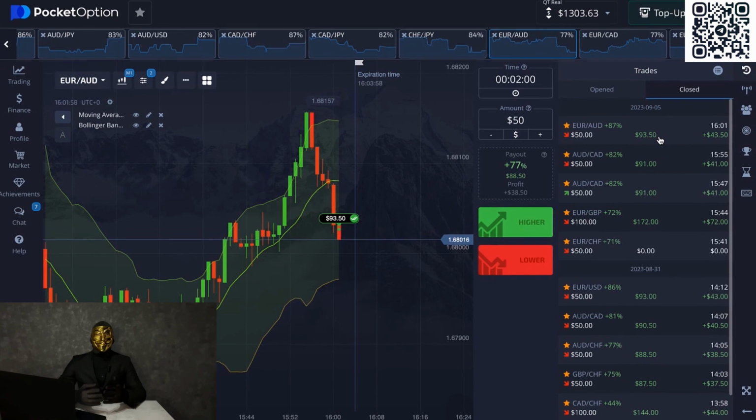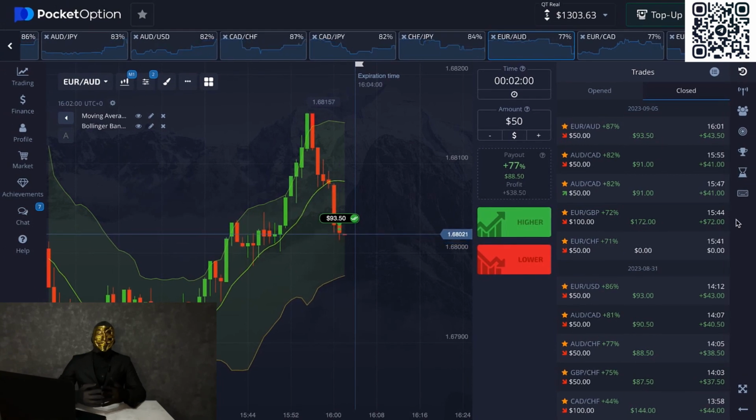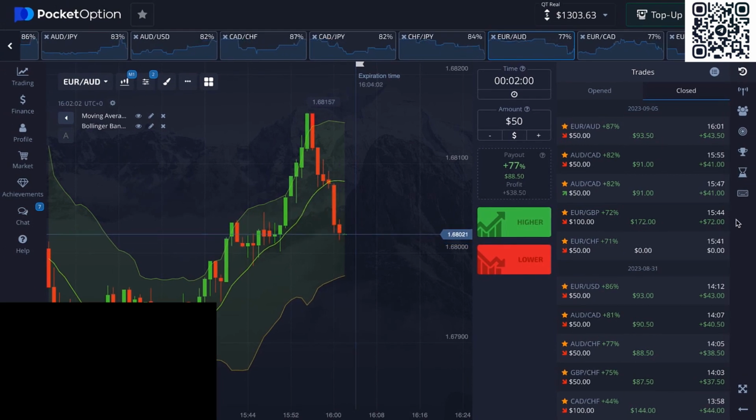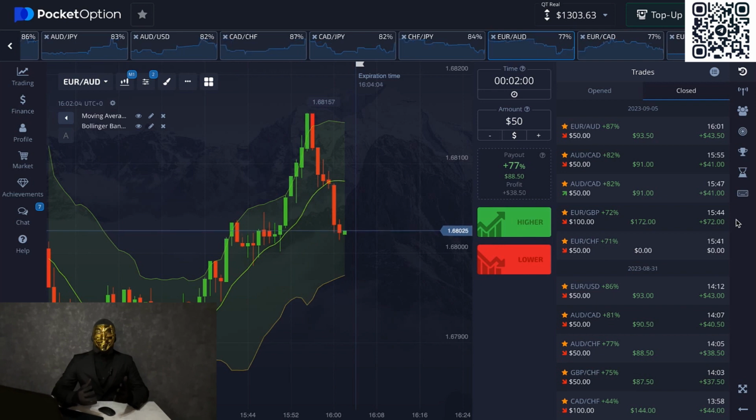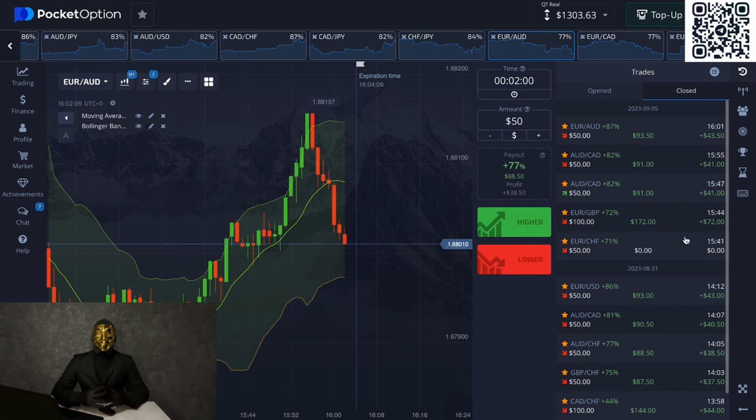Our fifth deal has also gone into the plus. Well, today's trading session is over, and I will sum up the results for today. Today our win rate is 80% because we have 4 profitable trades and 1 negative one.